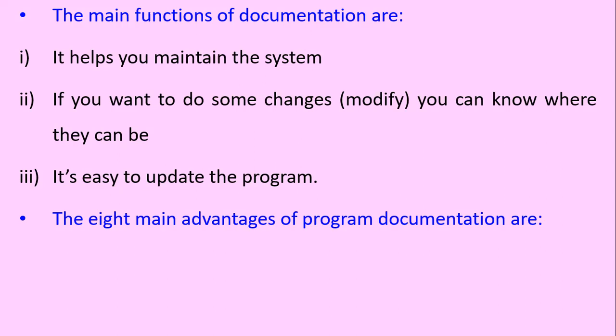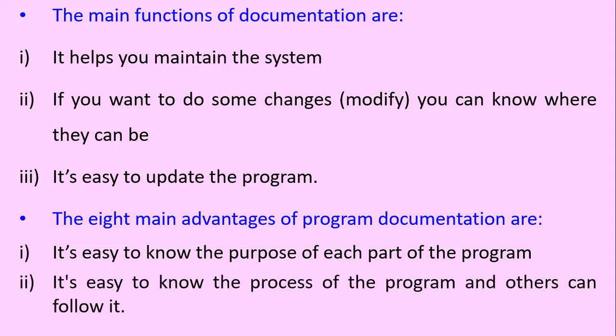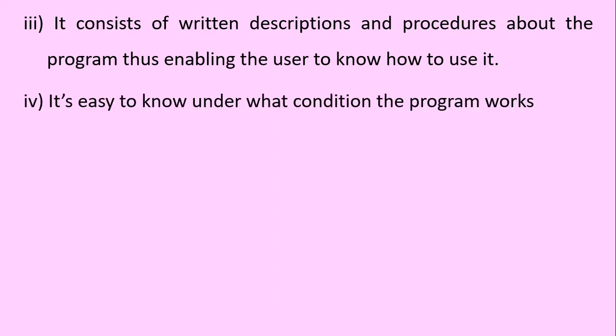So, the 8 main advantages of program documentation are: number 1, it is easy to know the purpose of each part of the program. Number 2, it is easy to know the process of the program and others can follow it. Number 3, it consists of written descriptions and procedures about the program, thus enabling the user to know how to use it. Number 4, it is easy to know under what conditions the program works.